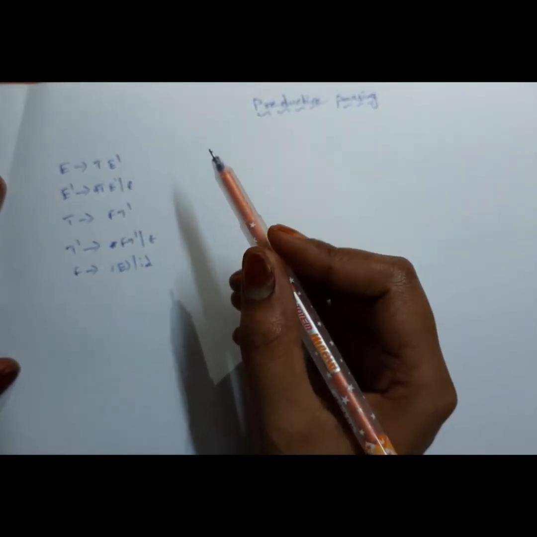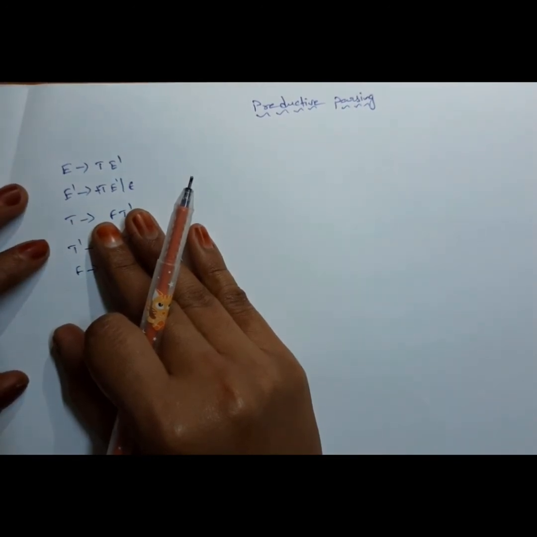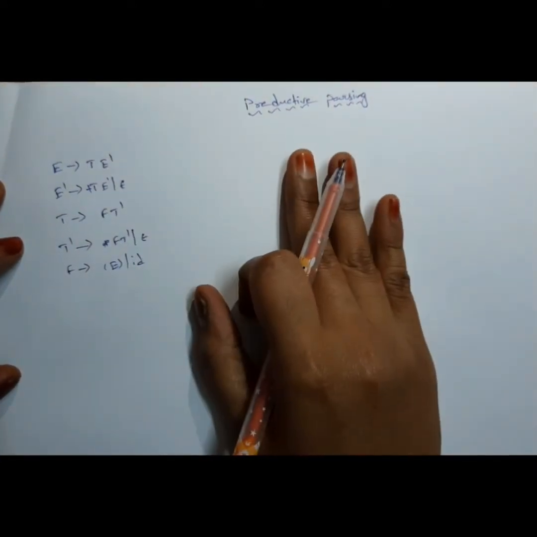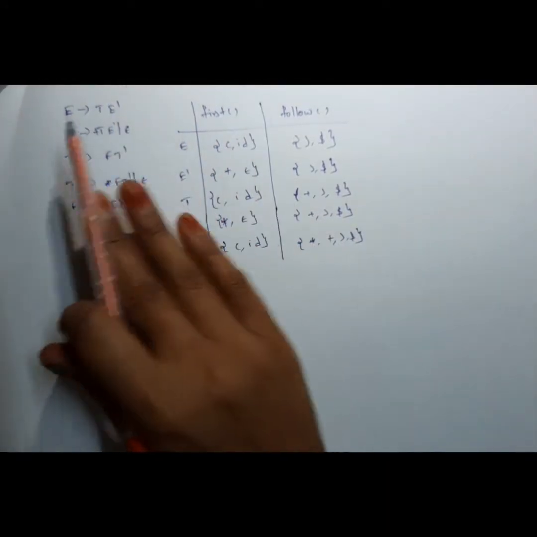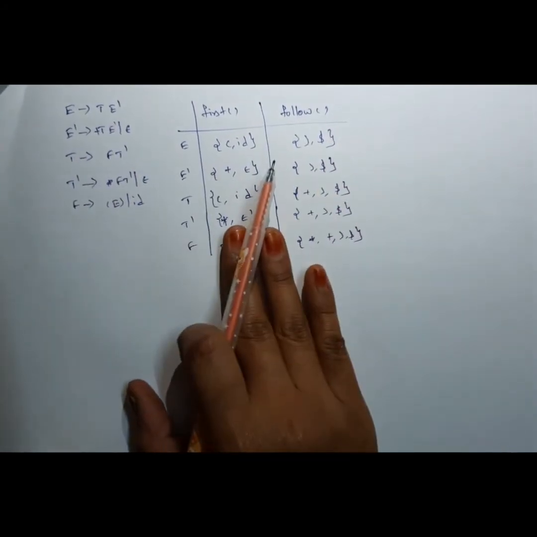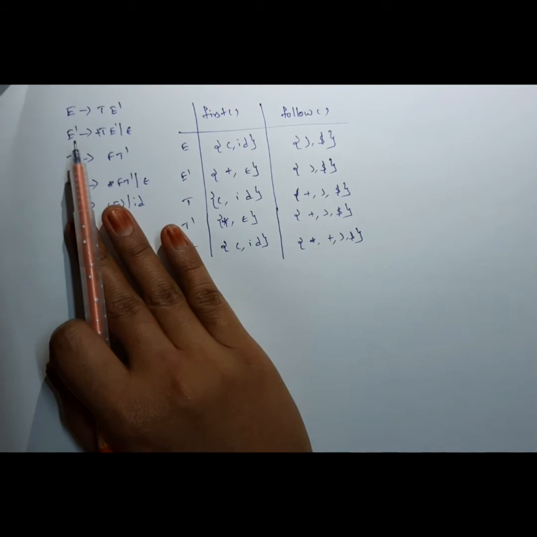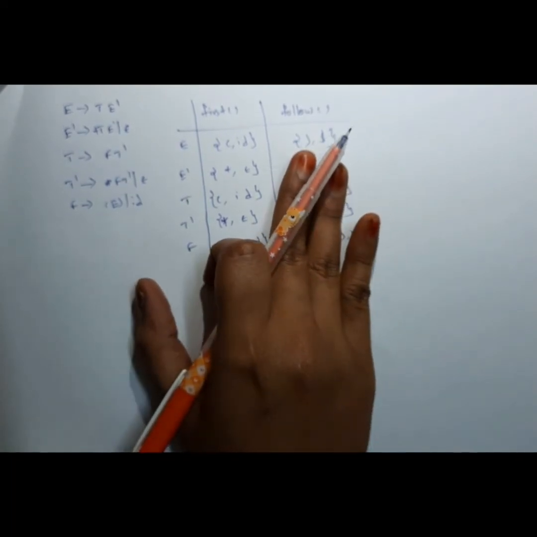I have explained these four factors in detail in my previous video. I have also explained how to find the first and follow for the given grammar. Here I'm writing the first and follow directly for this grammar. This is the first of the given grammar and this is the follow of the given grammar. I'm not explaining how to find the first and follow here. For the same grammar I have solved it in my previous video. If you want, you can go and check there. By using this first and follow, now I need to construct the parse table.